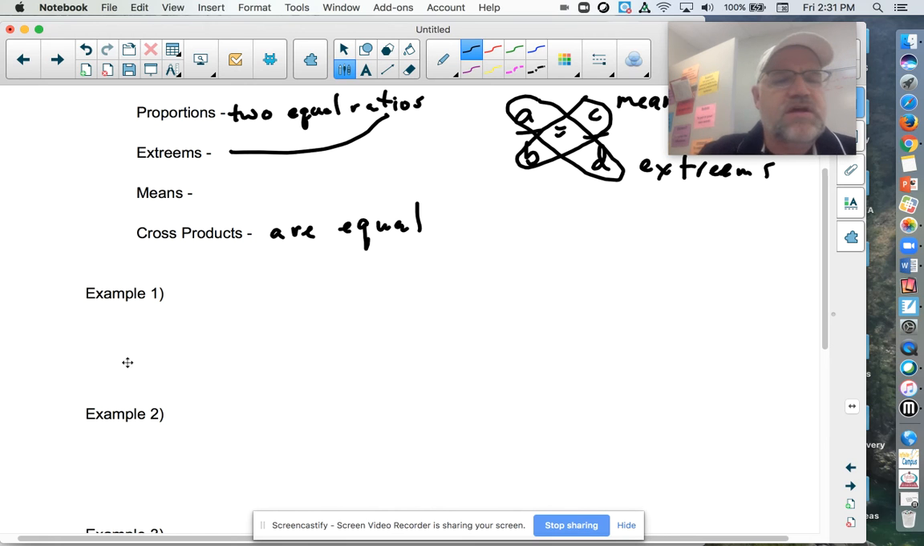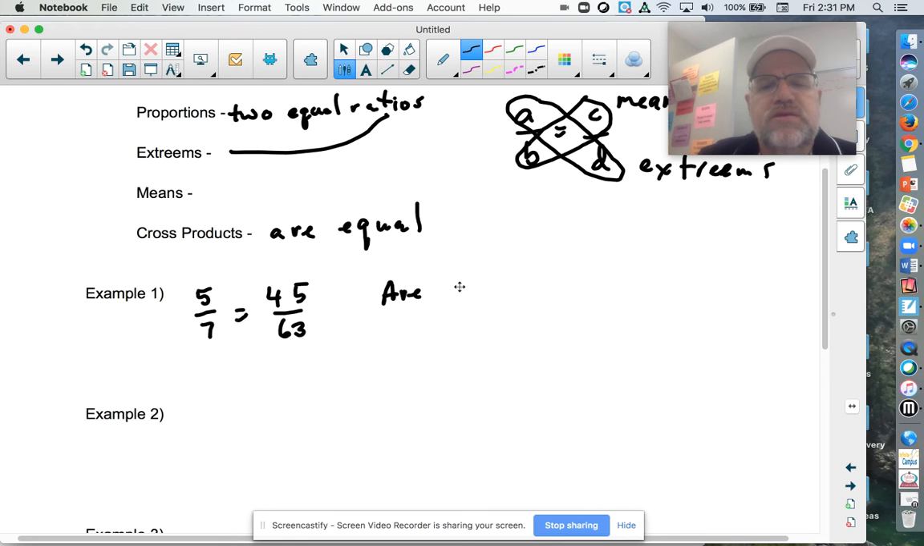5/7, is that equal to 45 over 63? So the question I'm asking is, are these proportions? And the way we do it is we cross multiply. So let's take the extremes. Let's take this 5 times 63.